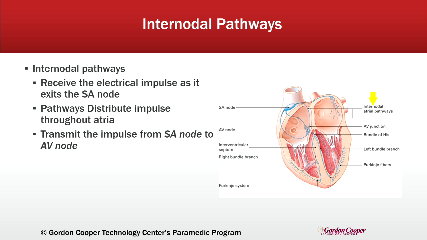So think of it this way. The impulse needs to travel smoothly from the top of the heart, the atria, to the middle, the AV node, and these pathways make sure that happens quickly and efficiently. So without these internodal pathways, the impulse might get stuck or delayed, which could mess with the heart's rhythm. So these pathways help keep everything flowing and ensure the heart is in sync.